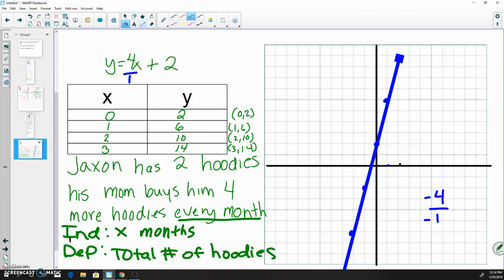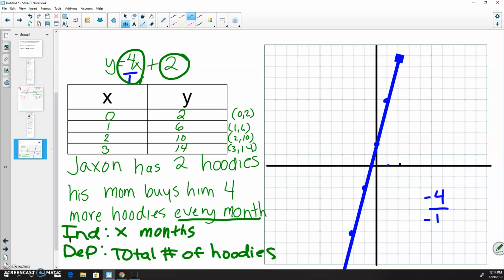What would happen if Jackson started out with 10 hoodies? Your line would start where? Higher, right? What if Jackson's mom only bought him 1 hoodie every month? The line would be steeper or less steep? Less steep. So if this number is bigger, the line starts higher. If it's lower than this number, it starts lower, right? If your slope gets bigger, your line is more steep. If your slope gets smaller, your line is less steep.